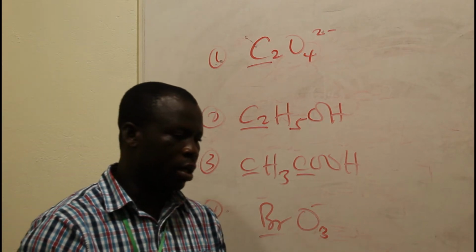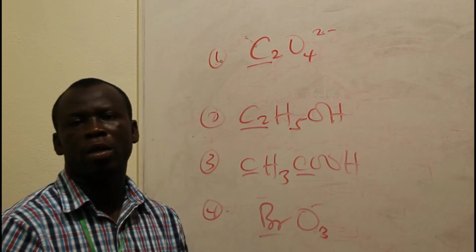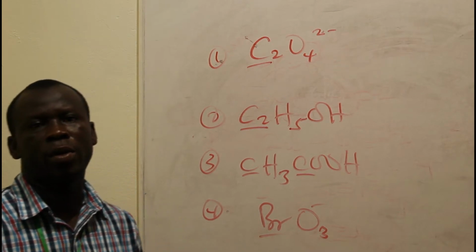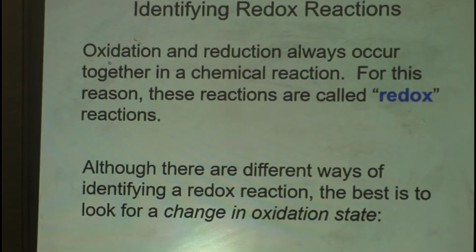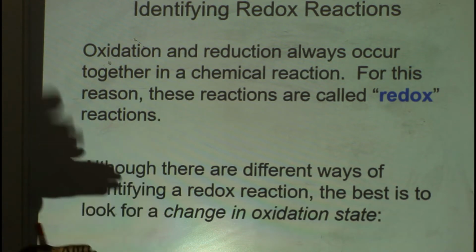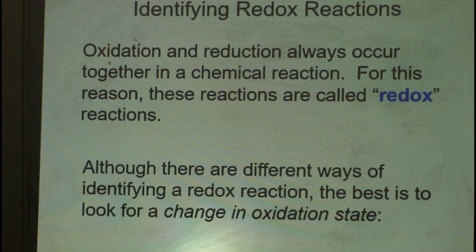Now the next one is redox balancing. With regards to that, let us pause and come back. Now let's look at how to identify a redox reaction. Oxidation and reduction always occur together in a chemical reaction. I've told you that you can't find oxidation without reduction. The two move together all the time. This is the reason why we call this a redox reaction.